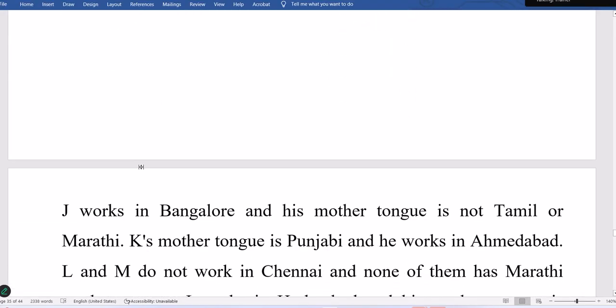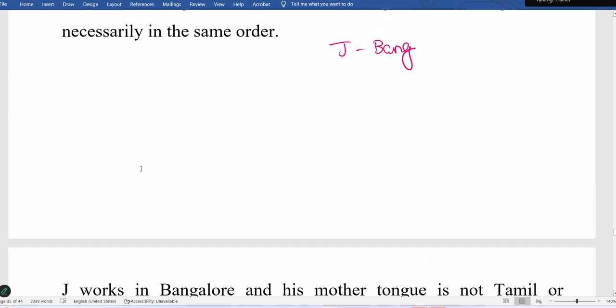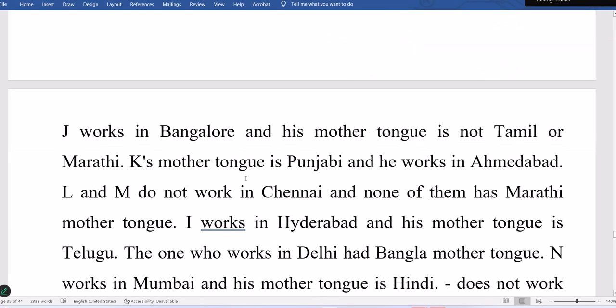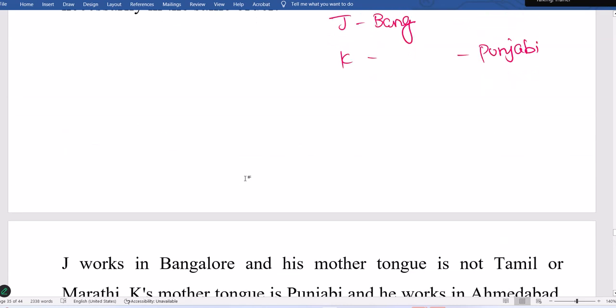Okay, next I'm writing only the direct information. K's mother tongue is Punjabi. L and M do not work in Chennai. None of them has Marathi mother tongue. Okay, I works in Hyderabad and mother tongue is Telugu.